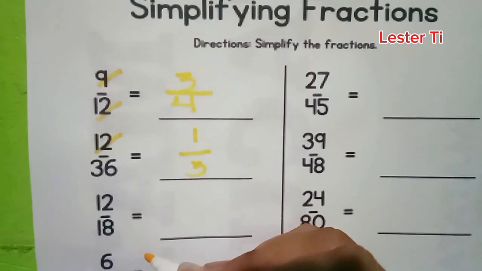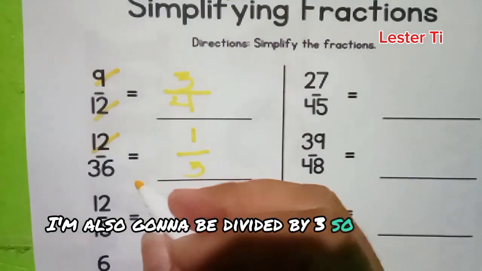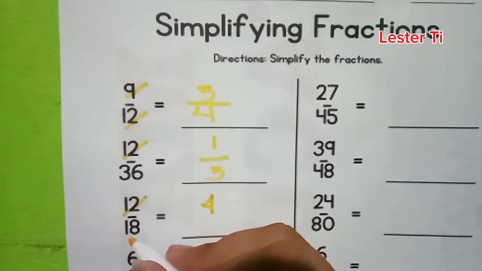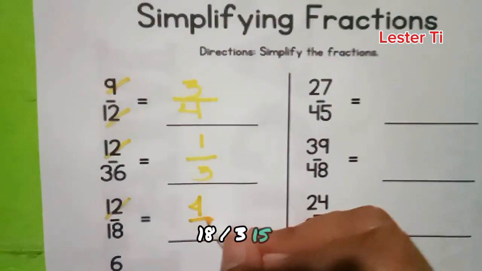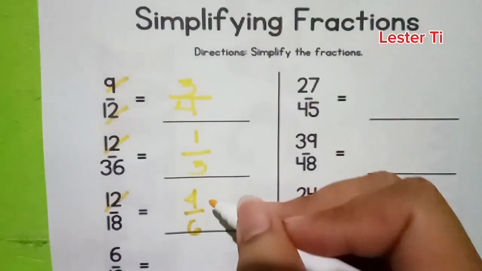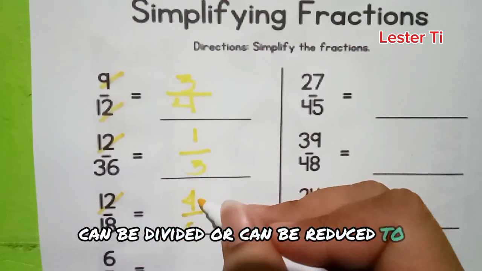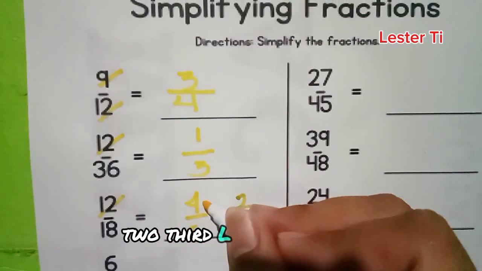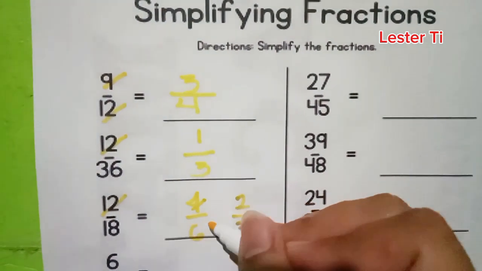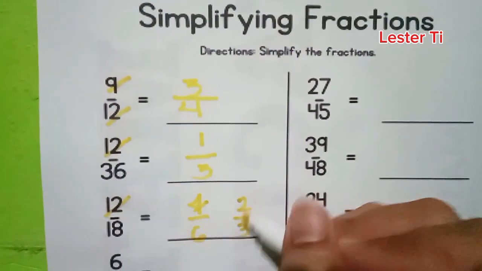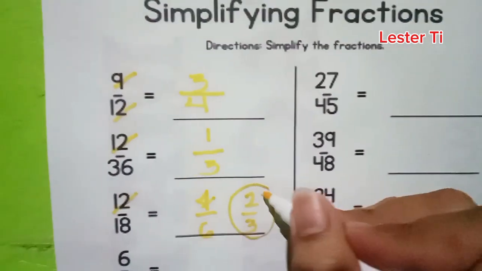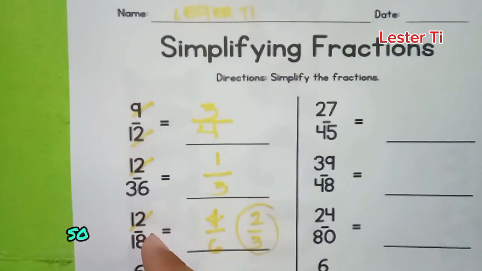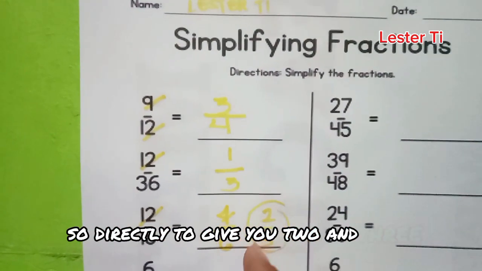And also it can be divided by 3. So 12 divided by 3 is 4, and 18 divided by 3 is 6. So it can be reduced to 2/3 by dividing by 2. So 4 divided by 2 is 2 and 6 divided by 2 is 3. So we have 2/3. But if you divide at the very beginning, if you divide 12 and 18 by 6, it directly gives you 2 and 3.